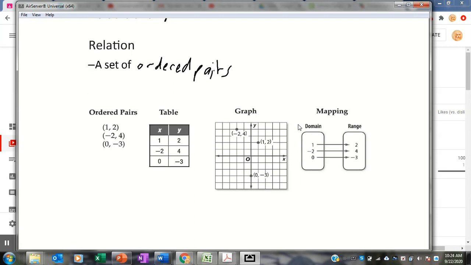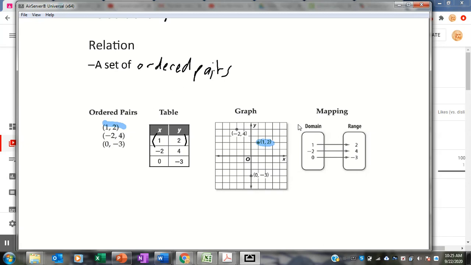And so you can see we have ordered pairs written in a few different ways. We have ordered pairs just written as ordered pairs, or we have ordered pairs written in a table. And you can see that they're exactly the same thing. You can see this first ordered pair is 1, 2, and then we have that ordered pair written right here, 1, comma 2. You could also graph the ordered pairs. In this case, you would go over 1 and up 2. There's an ordered pair. And then lastly, you can have that set of ordered pairs written as a mapping.